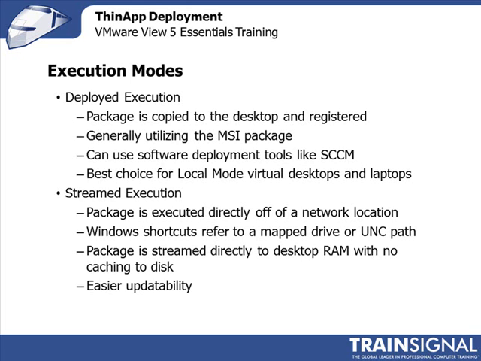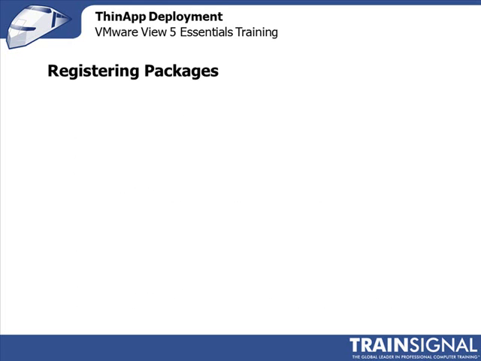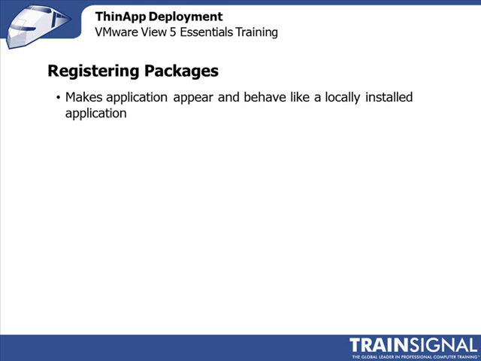The streamed execution model definitely provides for better updatability. When using the deployed execution model, you have the option of using AppSync to keep those packages up to date. With the streamed execution model, you can simply replace the package out on the network, and every user will get the latest version the next time they execute the package. Using a typical hosted view desktop, or for desktops that exist on your LAN, streamed execution mode is definitely the better choice.